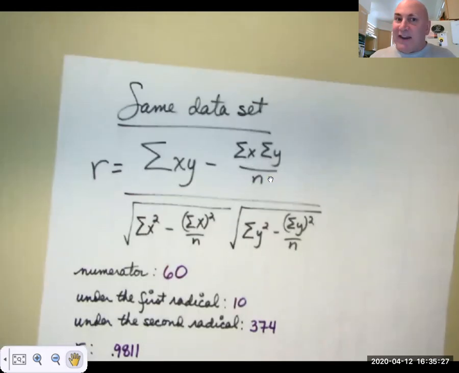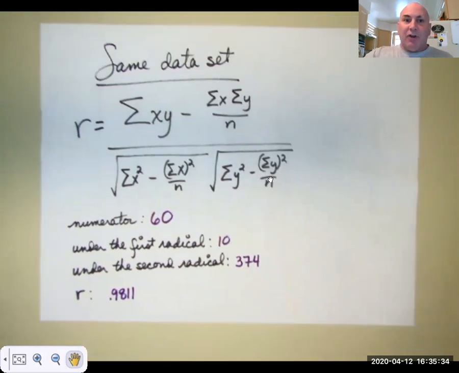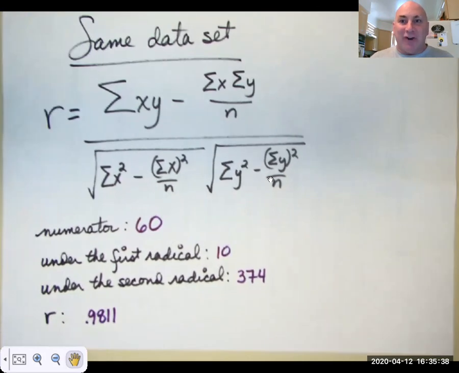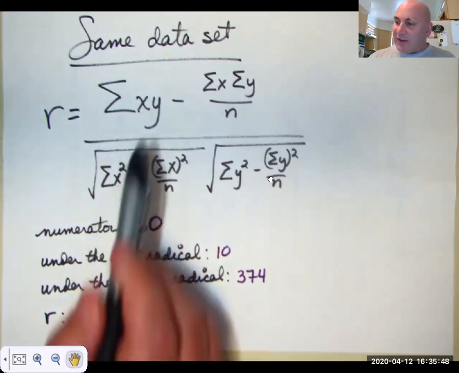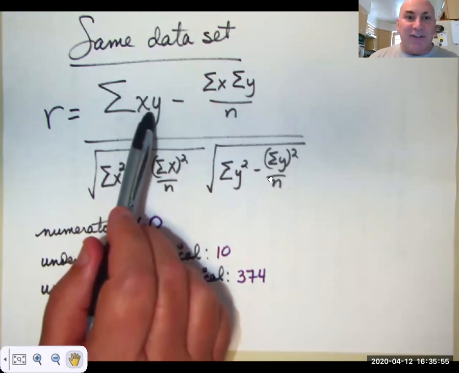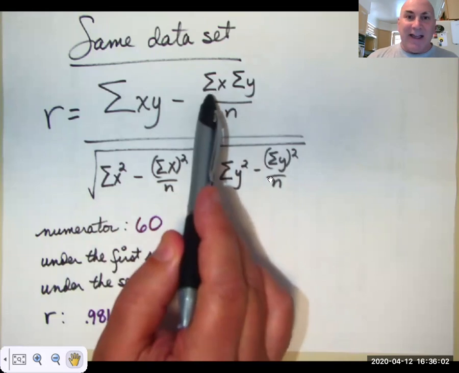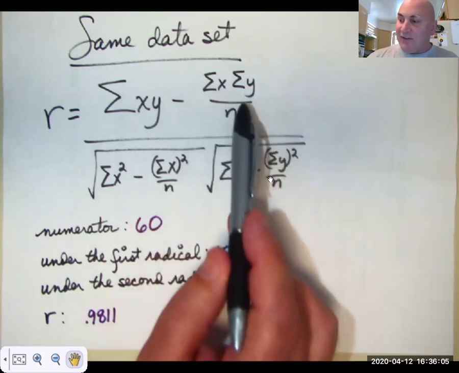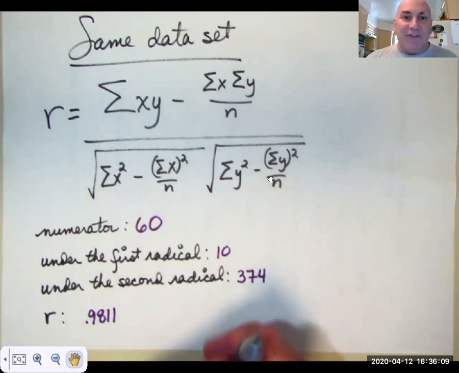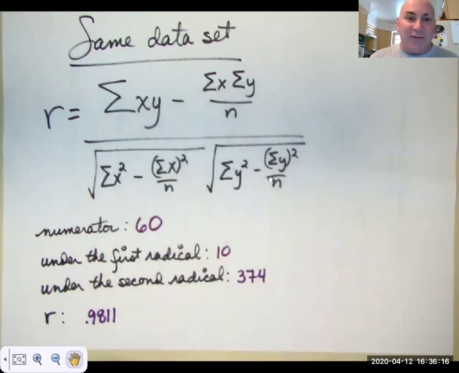We're now going to use the very same data set, and we're going to use the formula that was at the bottom of your handout. Now, again, if you don't have a calculator that'll do the sigma values for you, you're going to have to figure them out yourself. But that's going to be 1 times 1 plus 2 times 4 plus 3 times 9 plus 4 times 16 plus 5 times 25. And that will give you sigma xy. Sigma x is 1 plus 2 plus 3 plus 4 plus 5. Sigma y is 1 plus 4 plus 9 plus 16 plus 25. You should be able to get all of these sigma values.